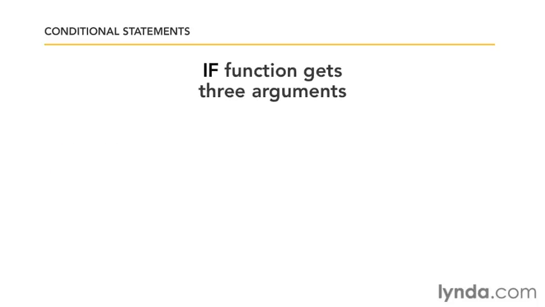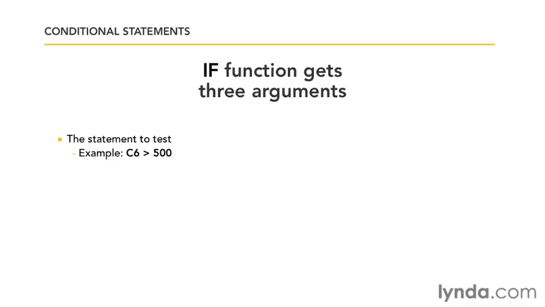The IF function gets three arguments. The first argument is a statement that you test. For example, you might say the content of cell C6 is greater than 500. When you have that condition, there are two possibilities: either it's true or it's false.